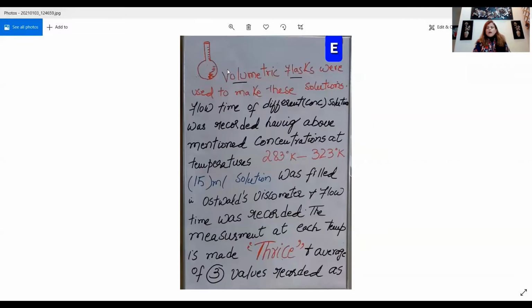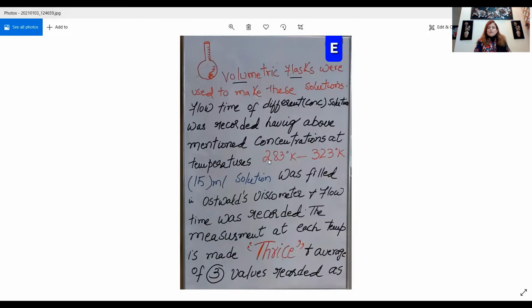Now definitely we need something to prepare our solutions in. So of course, volumetric flasks were used, as you can see here, to make these solutions, as we have to prepare solutions of different concentrations, right? So for making these solutions, the flow time of different concentration solutions was recorded, having the above mentioned concentrations, starting from 0.024, 0.034, 0.044, and so on.